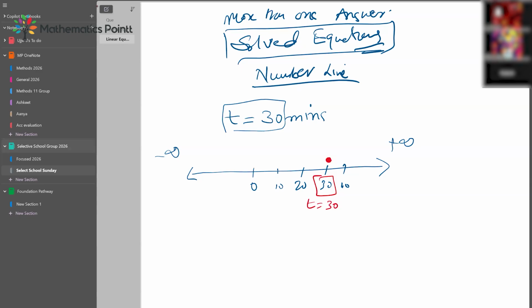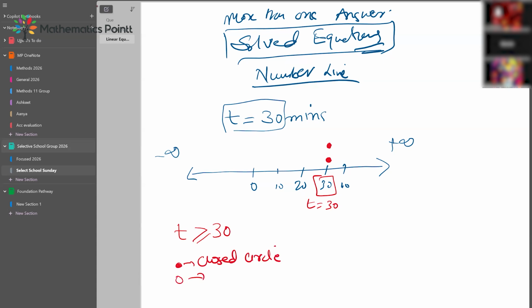Whereas when John starts to study more than 30 minutes, that means he can go up to any point from 30 minutes onwards. So rather than showing this as a dot, we show this as a circle, a shaded circle. It's also called a closed circle. And when I draw a non-shaded circle, it is called an open circle.